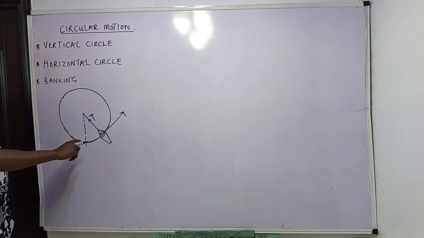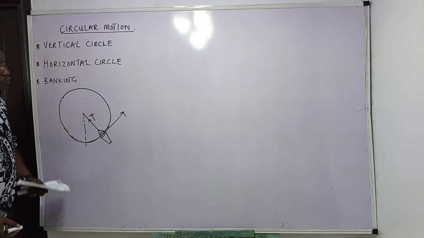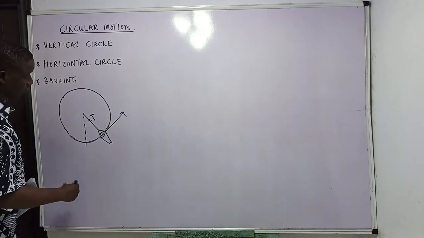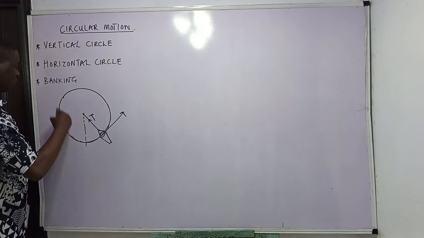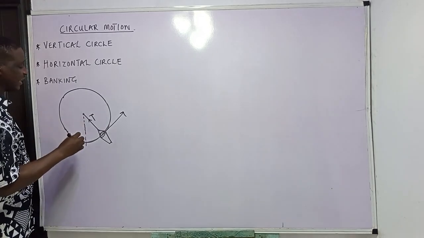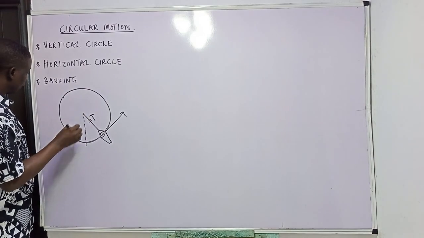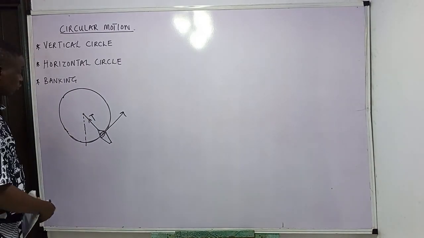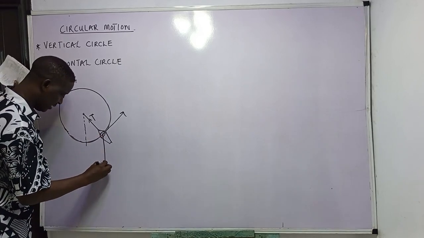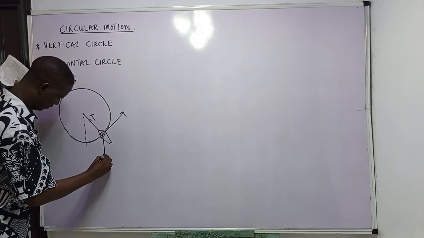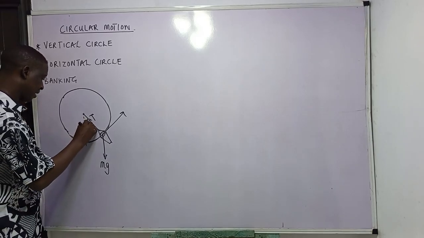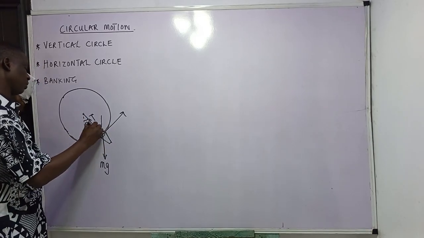Now, if the bucket has to pull out of this circle, it has to pull tangentially to the circle. So that means if the body that is moving in a circular path has to pull out from the circle, it has to pull out tangent to the circle. That means if the tension is not enough, please take note of that. Another thing you need to know is that the weight will be acting downward. The weight is mg. This is theta. This one will also be theta.